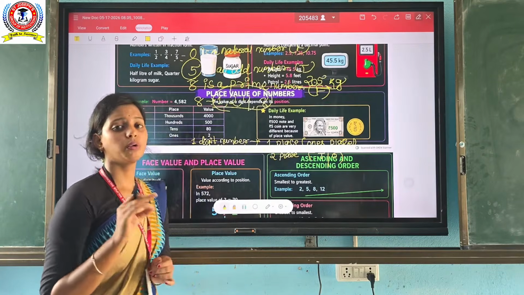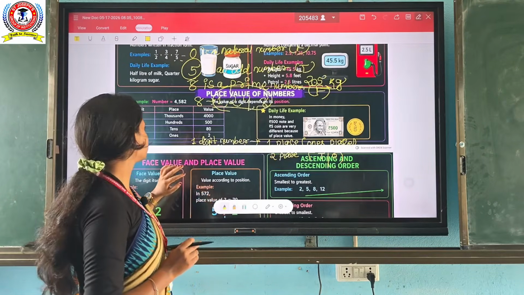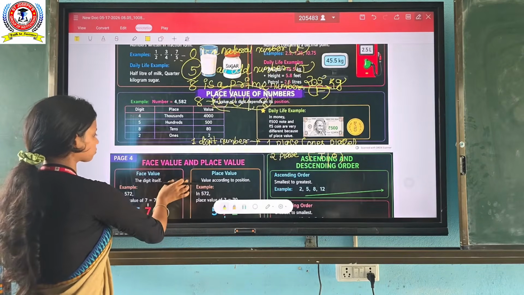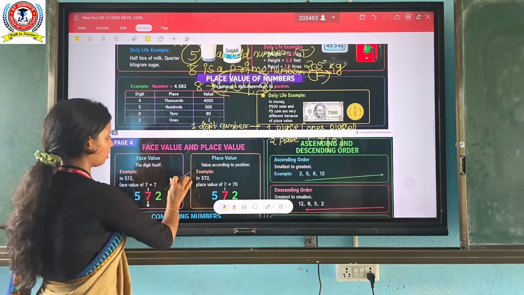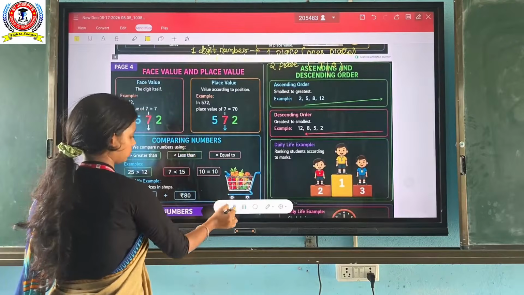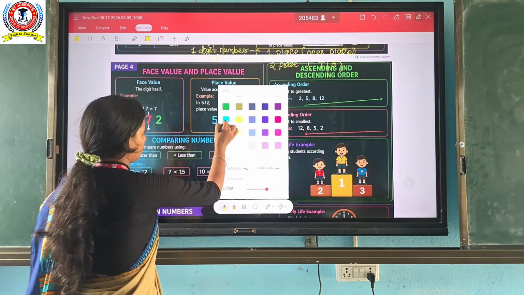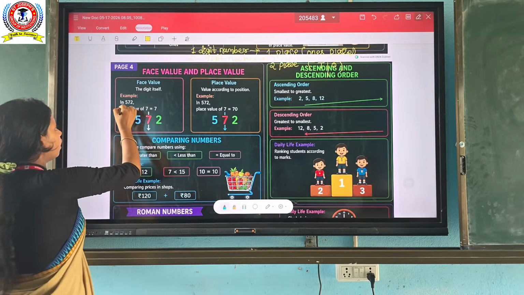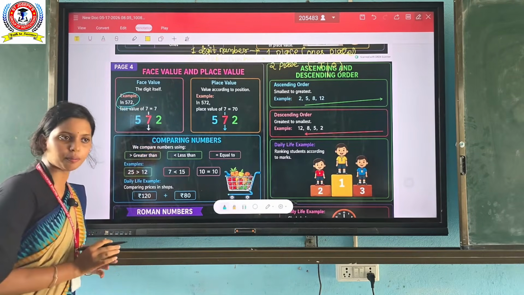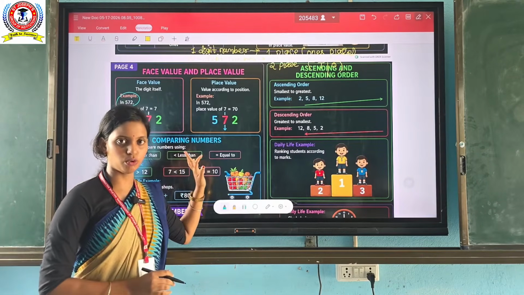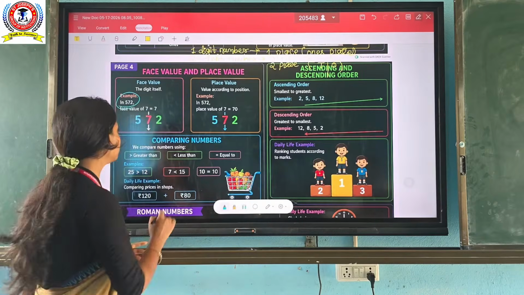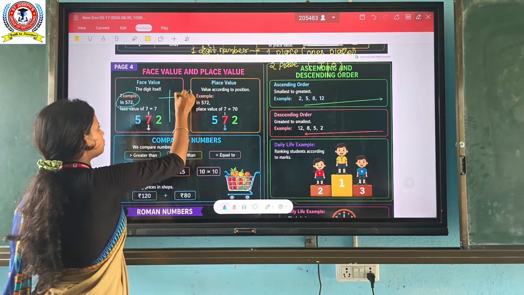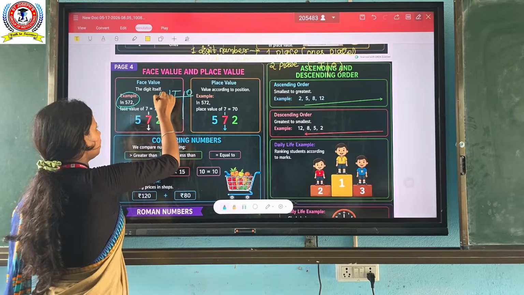Okay, so now we will know about the place value of a number. If I write a number here, so here is a 3 digit number. 572 is a 3 digit number. So there are 3 places: ones place, tens place and 100 place.